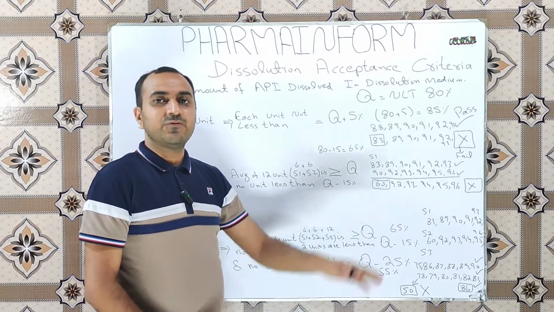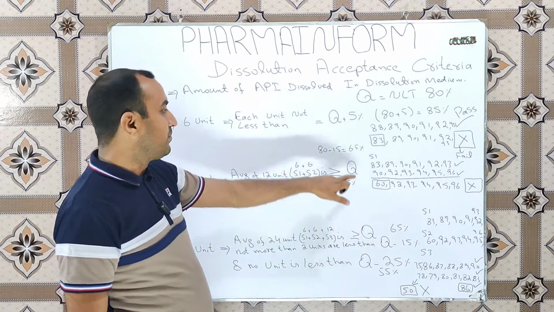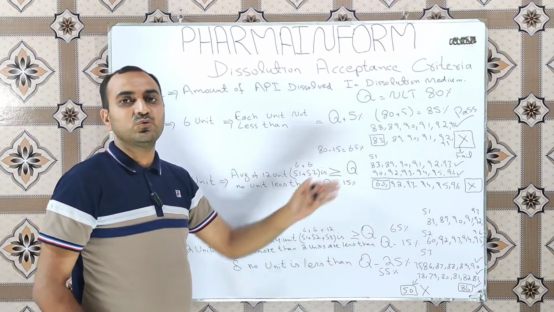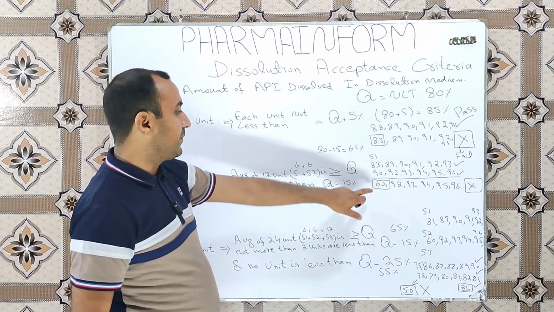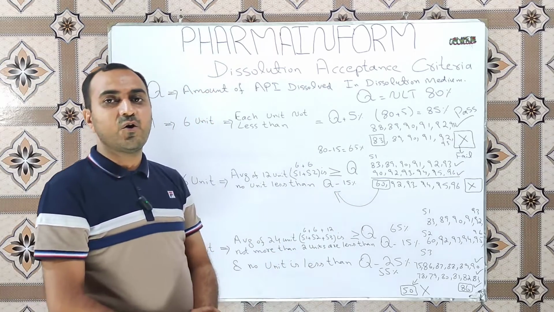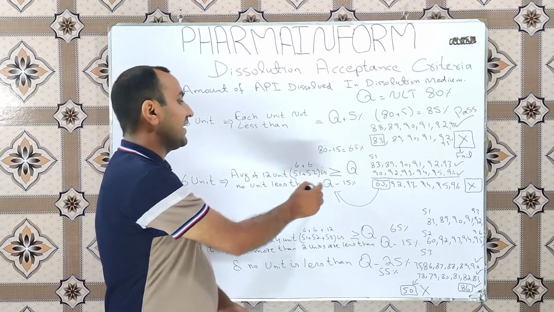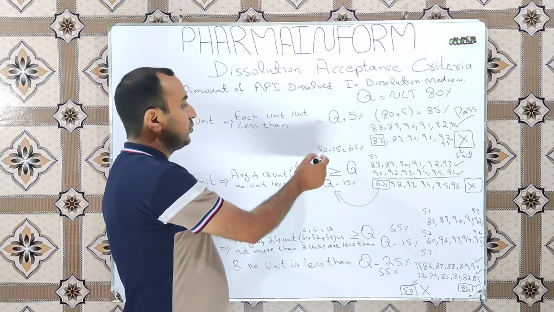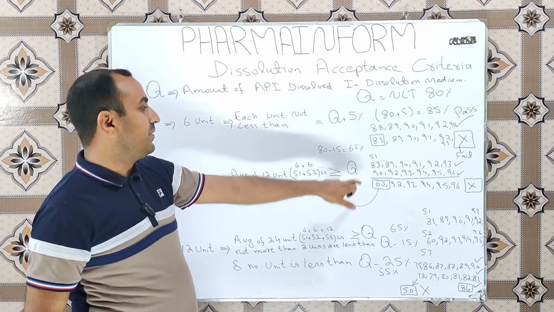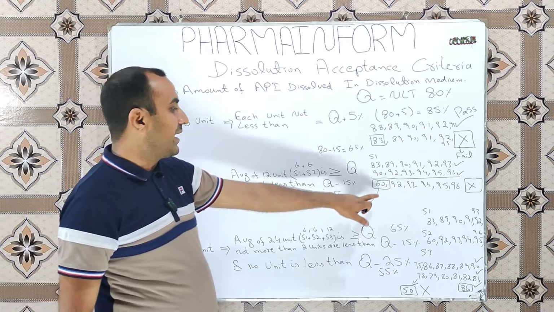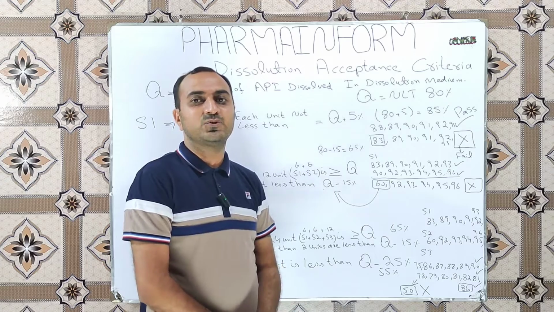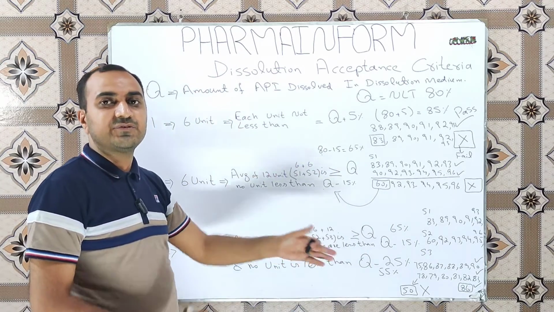Now what will happen if one of our units falls below the 65% value? Suppose when we perform the dissolution test at the S2 stage, one tablet out of 6 tablets falls at 60%. 60% does not meet the criteria of the S2 stage, meaning no unit less than Q minus 15. Our Q is 80 minus 15, meaning 65%. No value in S2 should be less than 65%, but our one tablet result is 60. So the batch will fail at the S2 stage and we will go toward the S3 stage.